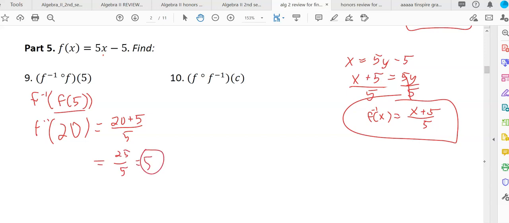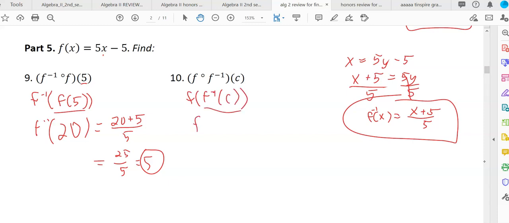It shouldn't be a surprise that we plugged in 5 and we got 5 as our output because we're composing a function with its inverse. We're just going to undo each other. Well, let's show the work here and see what happens in this one. So I think I know what the answer is going to be. Plugging in c, I think the answer is going to be c.